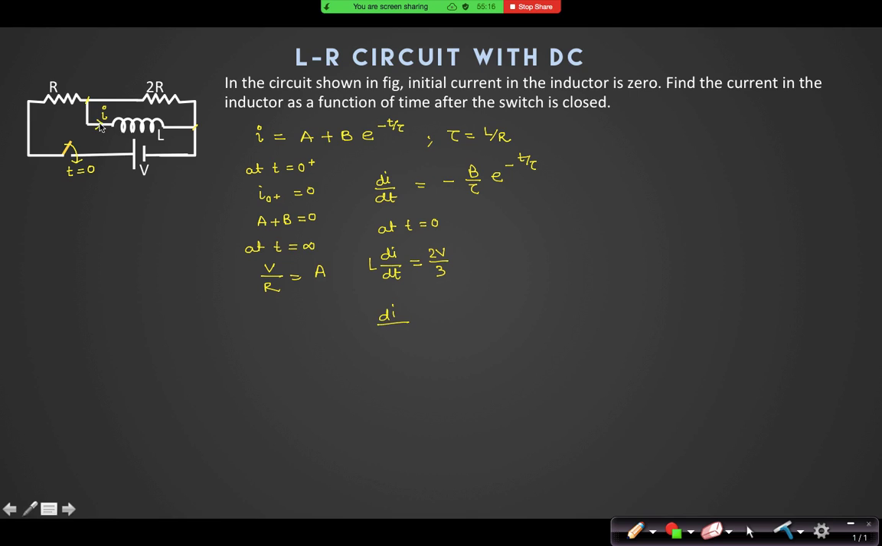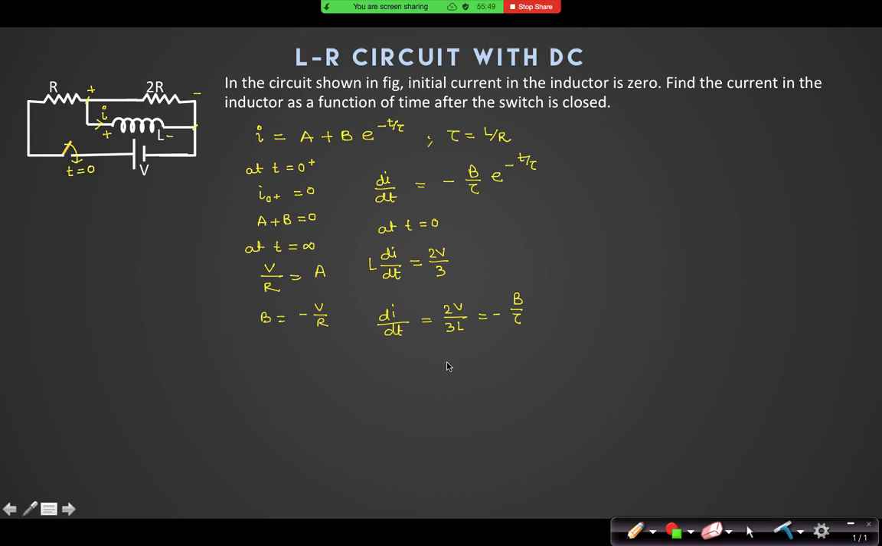And also you can see that if I say the back EMF will be generated like this, plus minus, and current is flowing from here to here, right? So that is also higher potential. So they are same. So di by dt is equal to 2V by 3L, and that is equal to minus B by tau. E power minus t by tau is 1 at t equal to 0. Right. So if A equal to this, then B is equal to minus V by R.